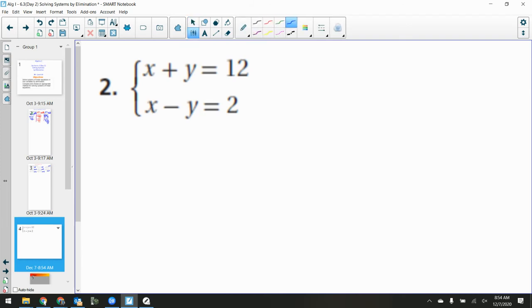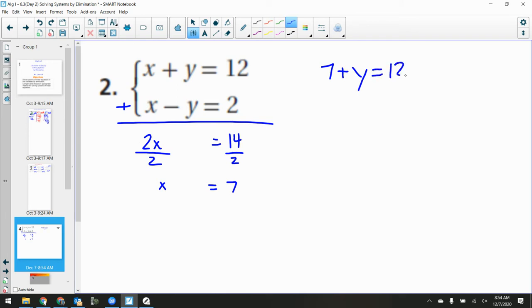So I'm going to add these 2 equations together. I don't have to multiply by anything because look at the y values. The y values are already set up to eliminate. Positive y and negative y. So x plus x is 2x. 12 plus 2 is 14. Divide by 2. X is 7. Let's go back into the top. 7 plus y is 12. Subtract the 7. Y is 5. 7 comma 5. We good with 2? Questions on 2?